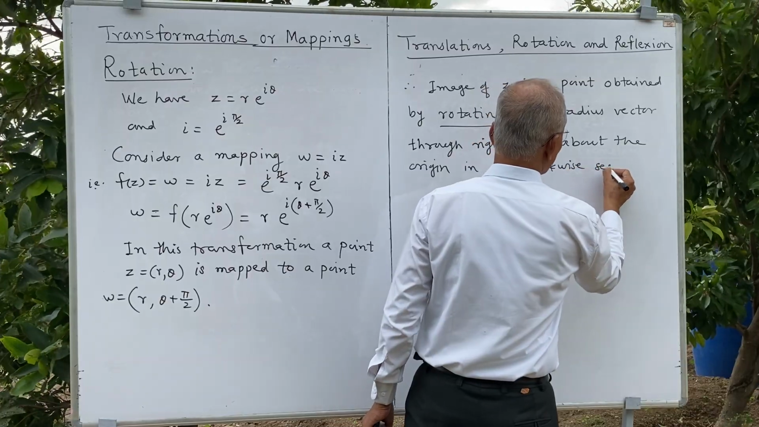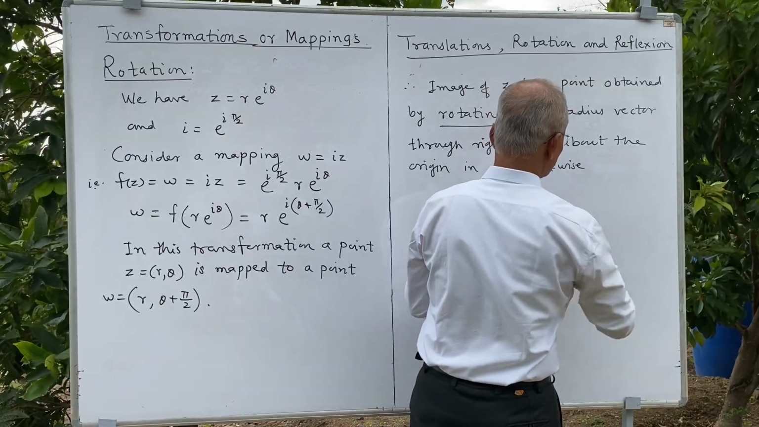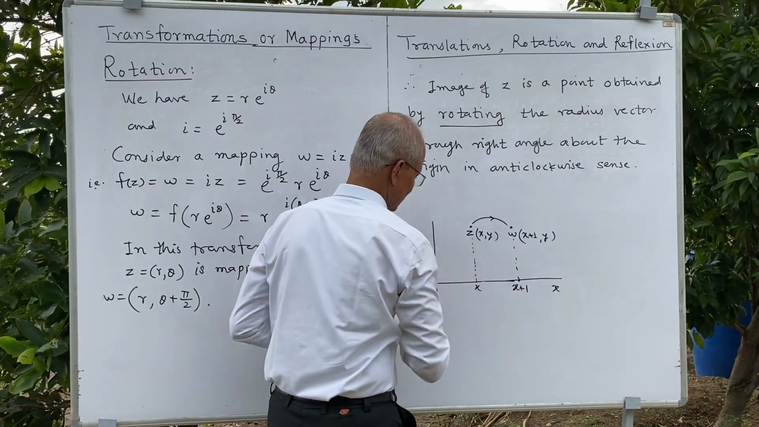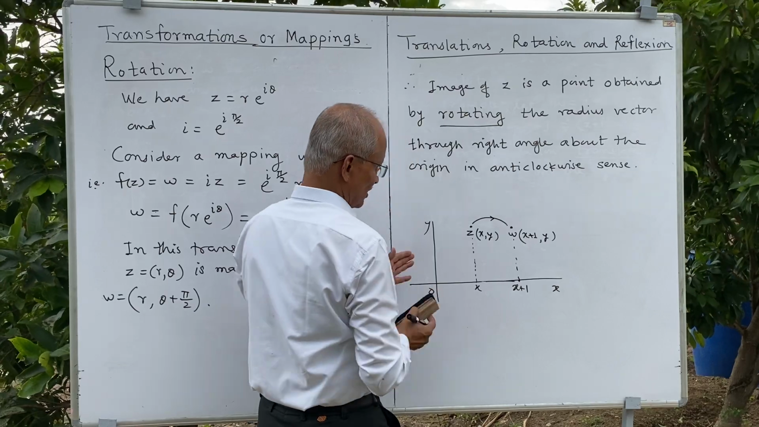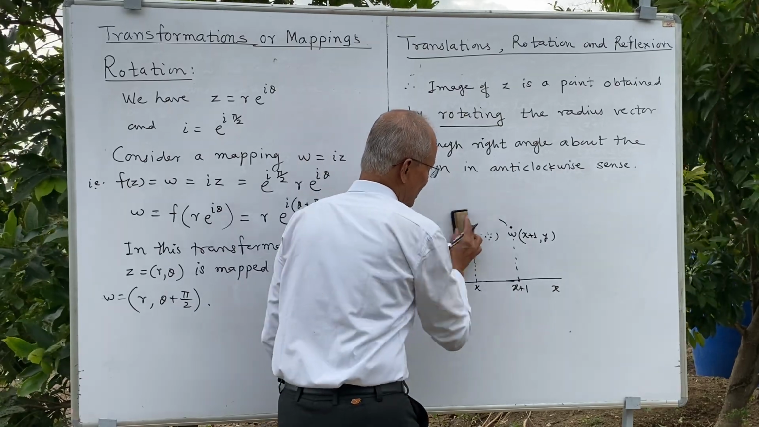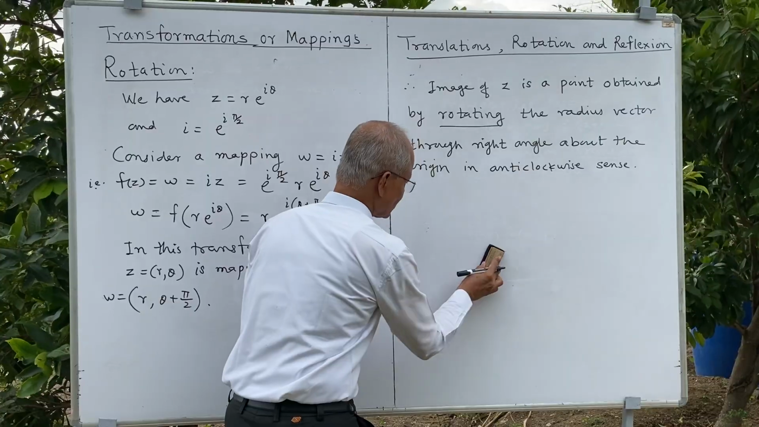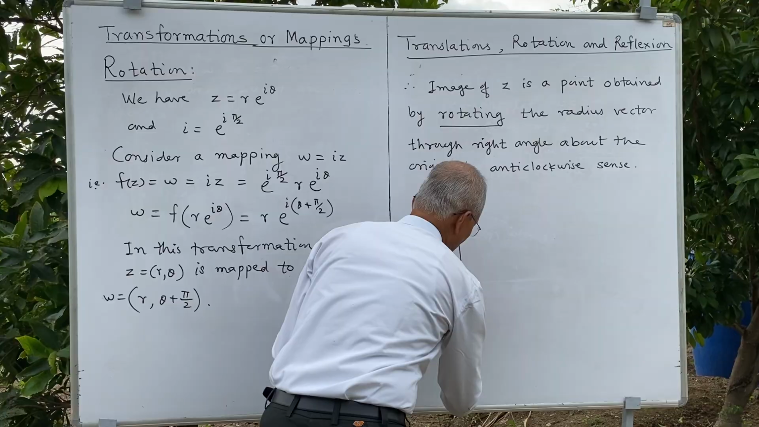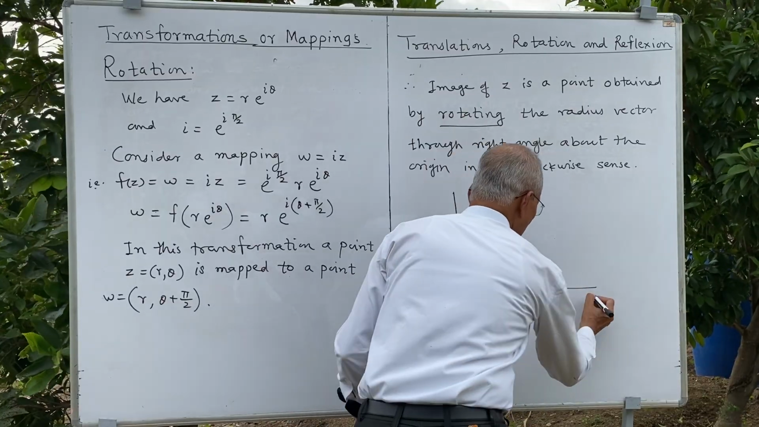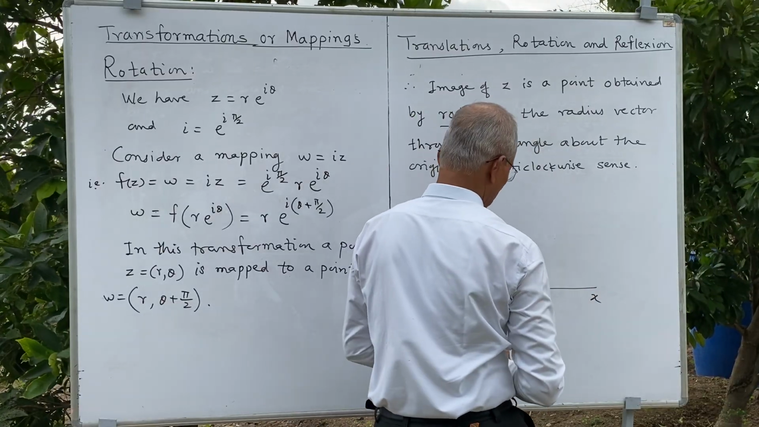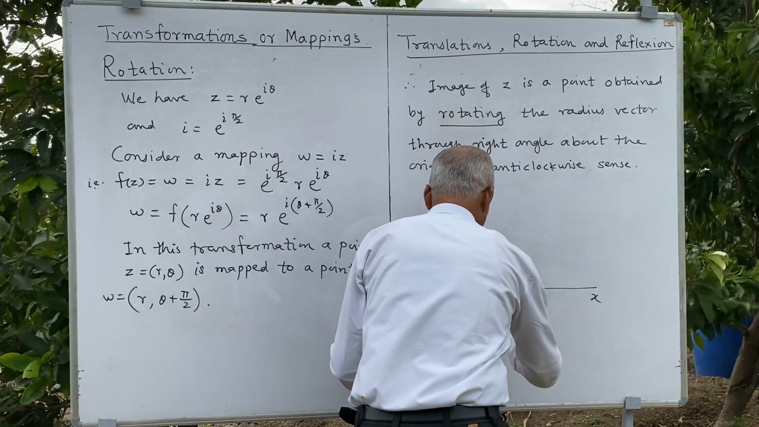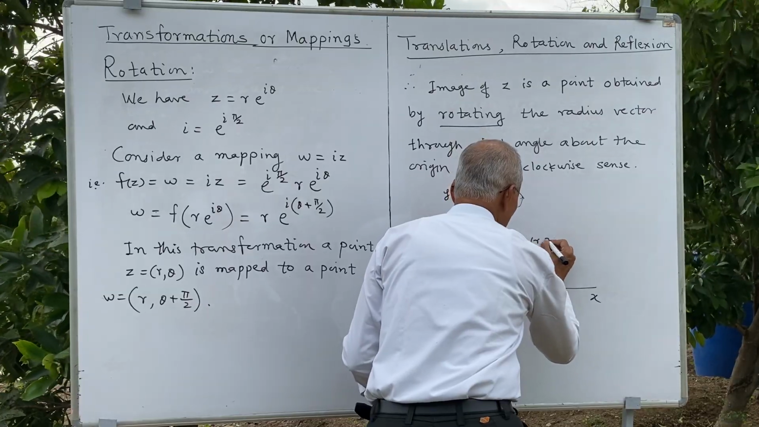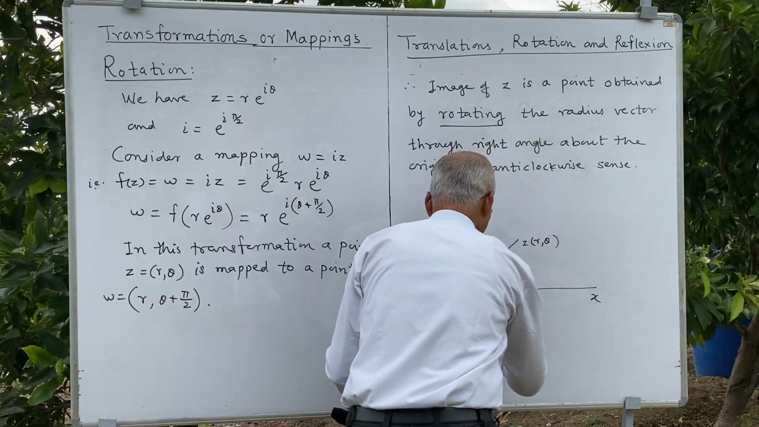Now, we can draw a figure for this. So this is the xy plane, and we have shown earlier. Now you see, we have z. We shall show z like this, z, which is r theta. This is r and this angle is theta.